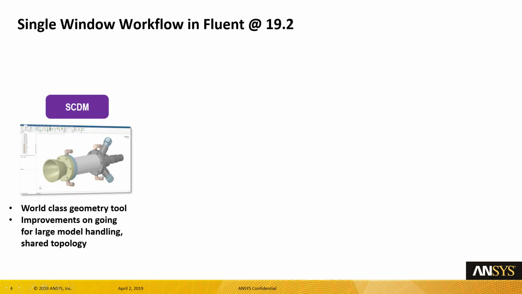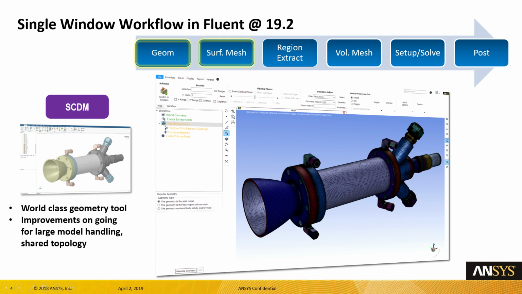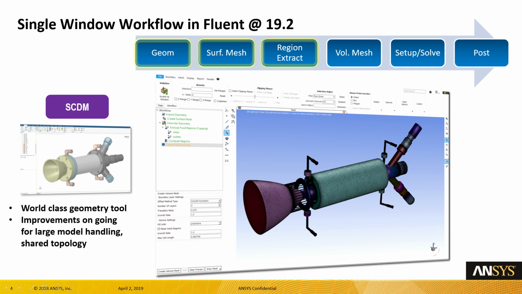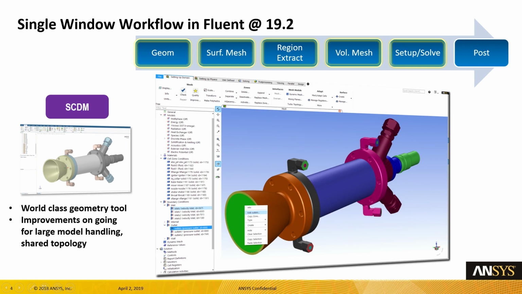We start off in SpaceClaim, or it could be Design Modeler, and do any of the important cleaning we need. Then we can move through into the Fluent GUI, where we can import that geometry, generate a surface mesh, and decide what regions we want to keep in the mesh. It could be just the fluid, it could also be the solids, then volume mesh. We'll see that there are some new technologies here. And then one more click on the GUI and we're into the setup and solve capabilities.